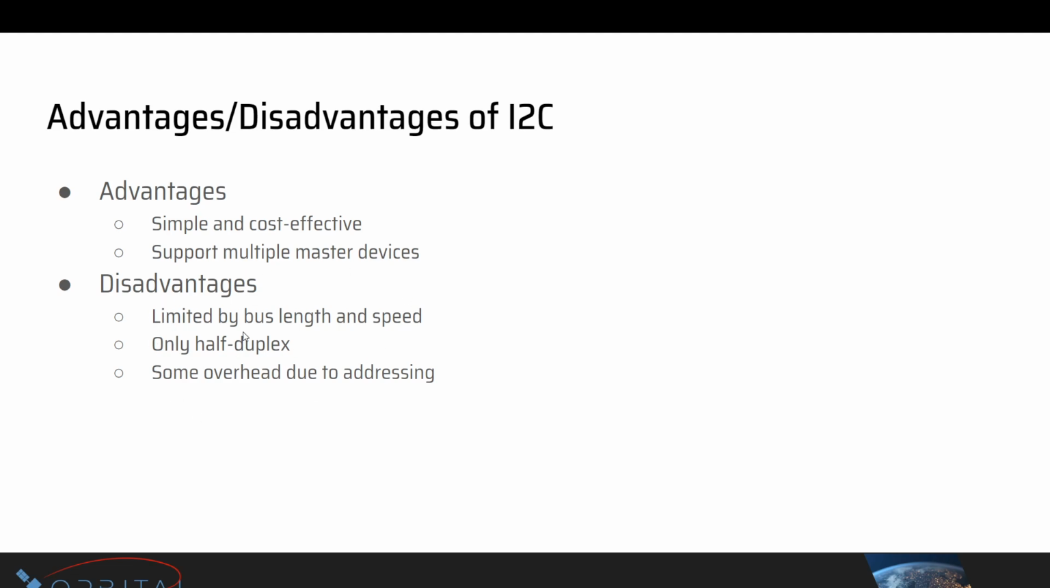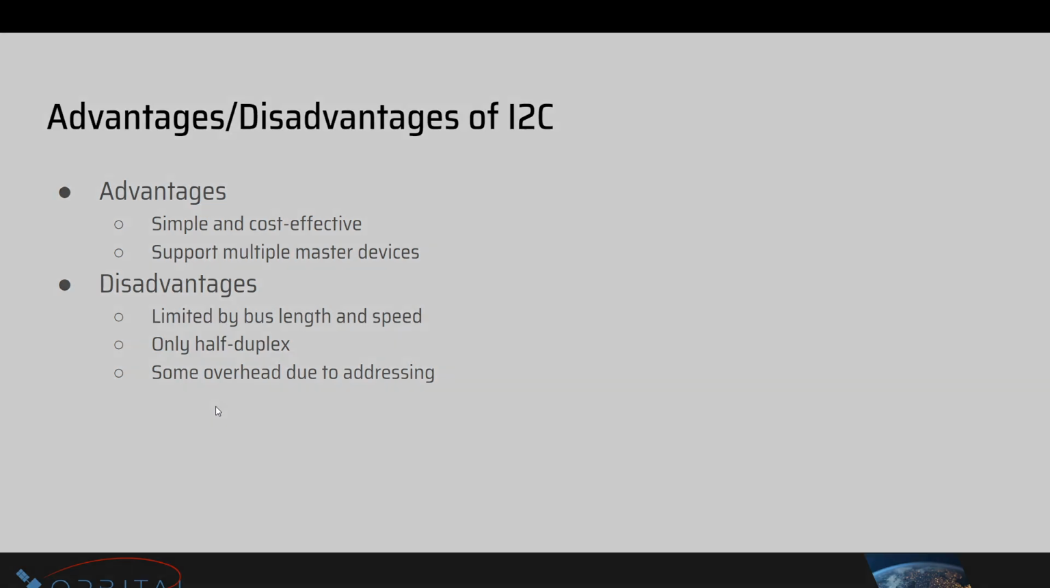And disadvantages, it's limited by bus length and speed. So I2C can't have too long of a bus, otherwise the signal won't be clean anymore. And it's also not as fast as something like SPI, which we're about to talk about. And also, it's only half duplex, so you can only have communication in one direction at a time. It can't be simultaneous.